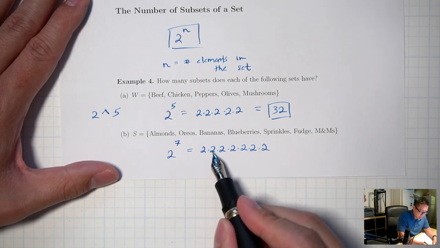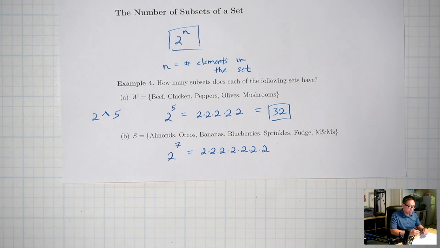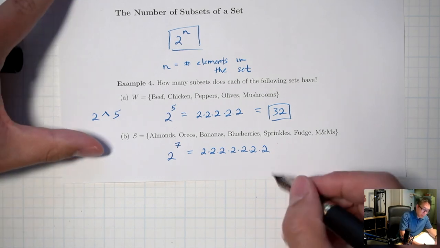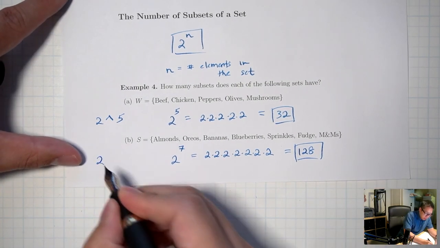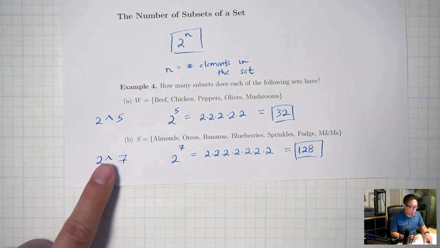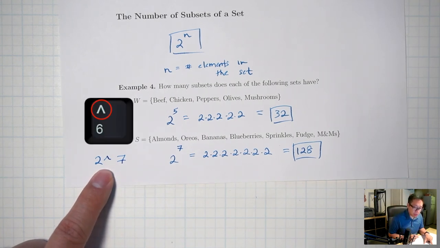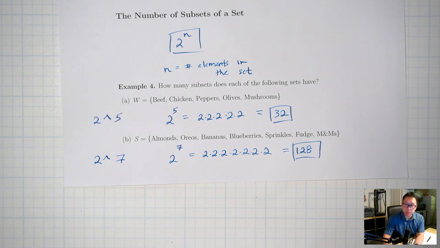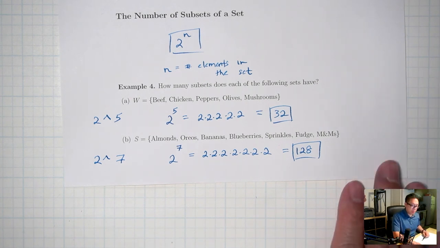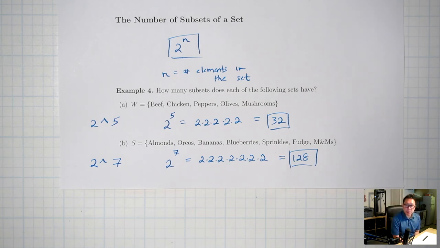Did I count right? 1, 2, 3, 4, 5, 6, 7. So I have to do this on the calculator. So you can either do 2 times 2 times 2 times 2, 7 times, which is 128. Or you can just type in 2 to the power of 7. And once again, that symbol should be on the 6. So shift 6. Let me try it on my calculator. 2 to the power of 7. Okay. Also 128. All right. That's it. Have a great day, and I'll see you in the next video.